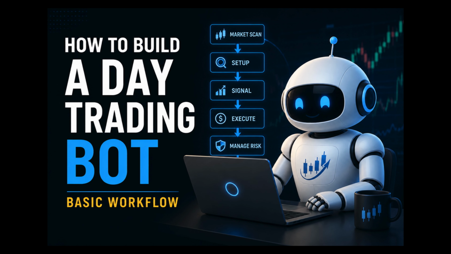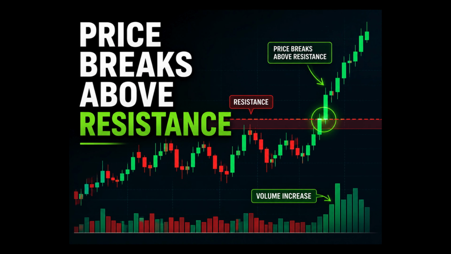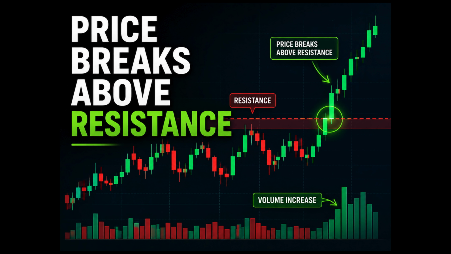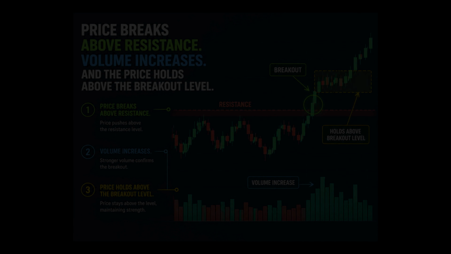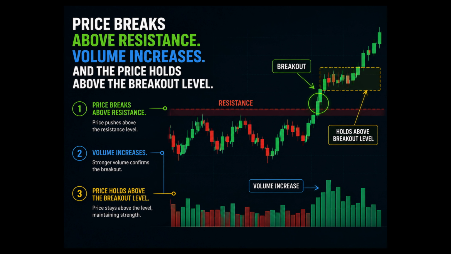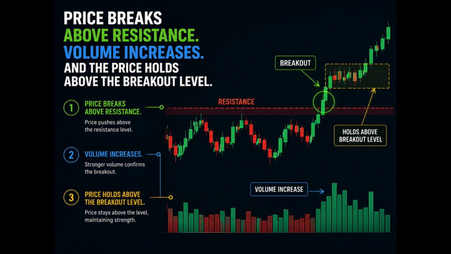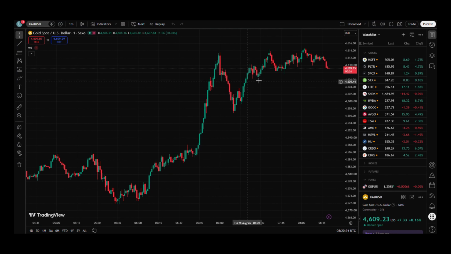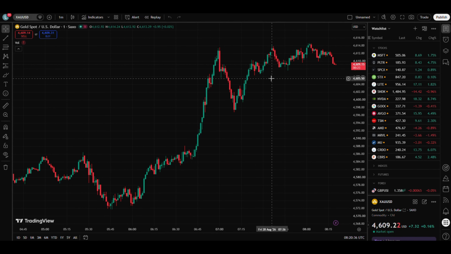How to build a day trading bot. First, define exactly what you want the bot to trade. For example, price breaks above resistance, volume increases, and the price holds above the breakout level. Now you have a clear setup. The bot doesn't guess. It simply checks whether your rules are met.